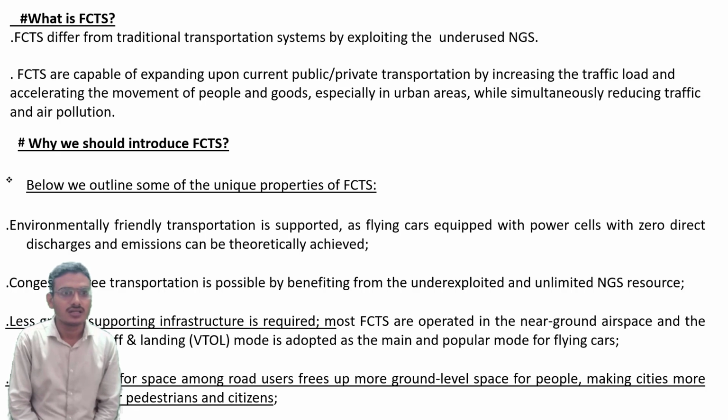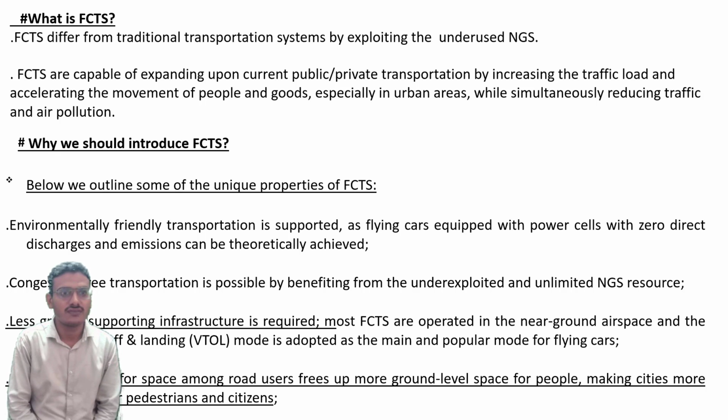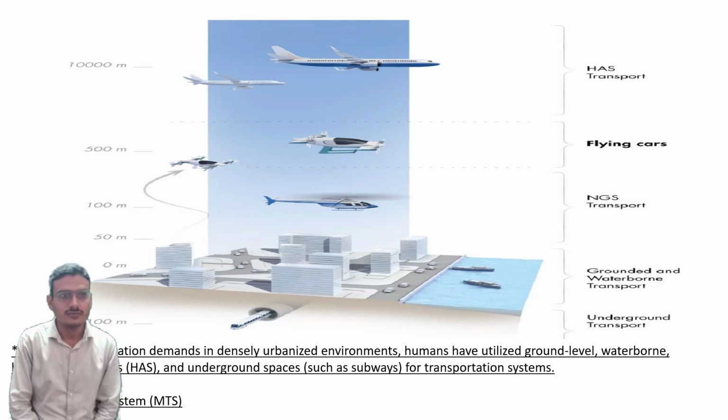Next point is that less ground supporting infrastructure is required. Most FCTs are operated in near ground space, and vertical takeoff and landing mode is adopted as the main and popular mode for flying cars. Less competition for space among road users frees up more ground level space for people, making cities more comfortable for pedestrians and citizens. Next slide. This is only an overview of main transportation systems. Next slide.